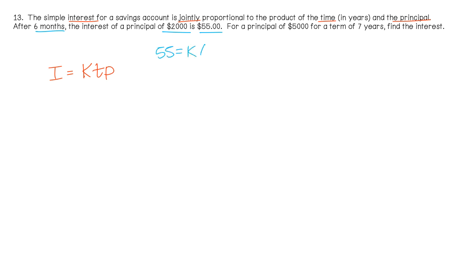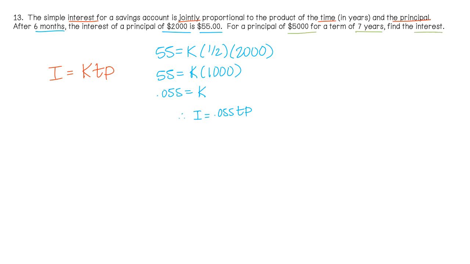So let's go ahead and write that out, plug it into my formula. I know that 1/2 times 2,000 is actually 1,000, so let me simplify that. Divide by 1,000 on both sides to get my constant of variation. So I'm rewriting my formula with K plugged in. Now I can answer the question. What is the interest if the principal is $5,000 and it's 7 years? All right, so let's go ahead and plug that information in and multiply it out. $1,925 is my interest. Okay?